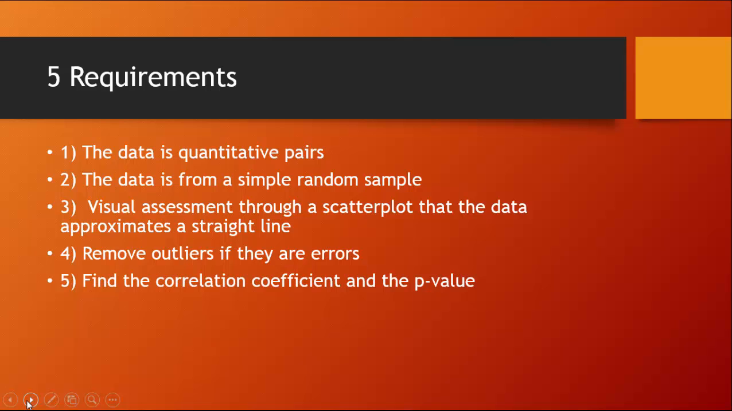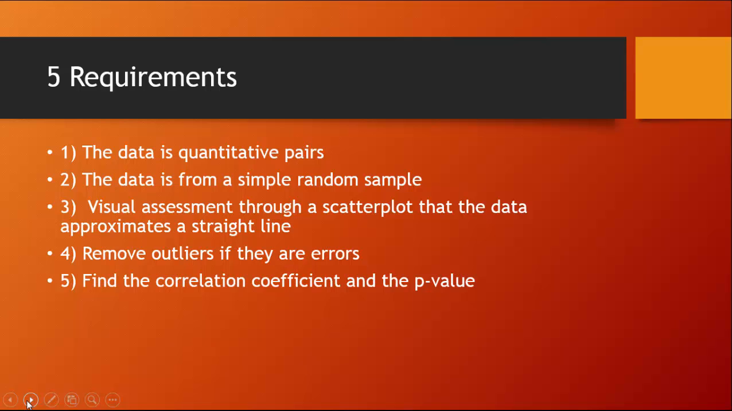The fourth item, correlation is really affected by outliers. So if there are any points that appear to be outliers, we need to double check that they're not errors. It's easy to have typing errors when we're typing quantitative data into Minitab or another software program. Remove the outliers if they are errors. However, if they're not errors, you have to leave them there.